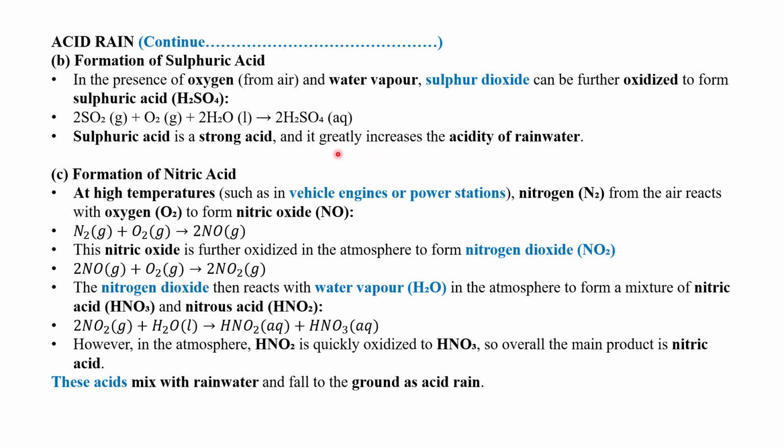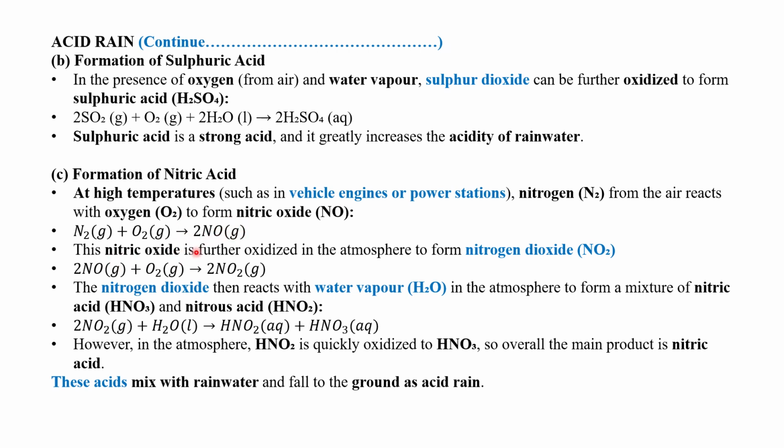Next, the component of the acid rain. The gases, oxides of nitrogen, as I told you in the beginning, also form nitric acid. At high temperatures, such as in vehicle engines or power stations, nitrogen from the air reacts with oxygen to form nitric oxide, NO. It also happens in power stations. It is emitted through the chimney of thermal power plants. So you can see here the nitrogen which is already available in the atmosphere, due to the high temperatures, reacts with oxygen and forms nitric oxide, NO, in the gaseous form.